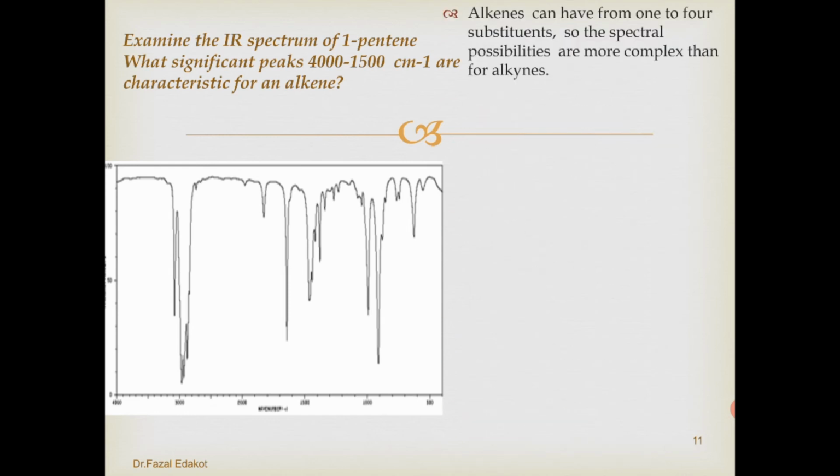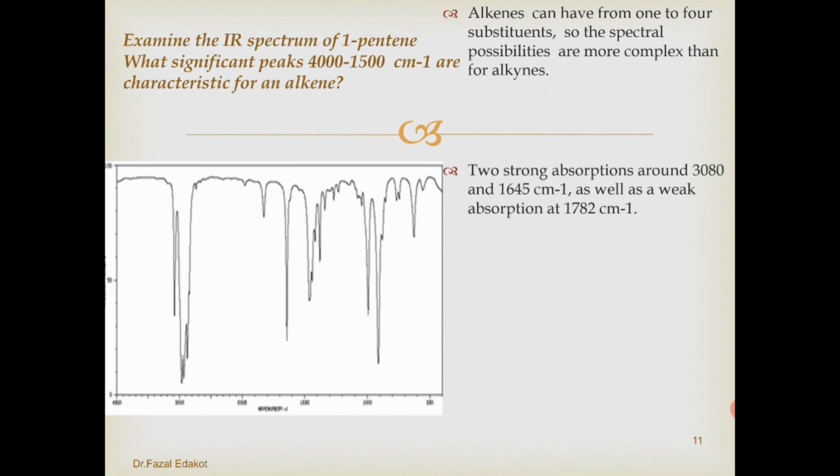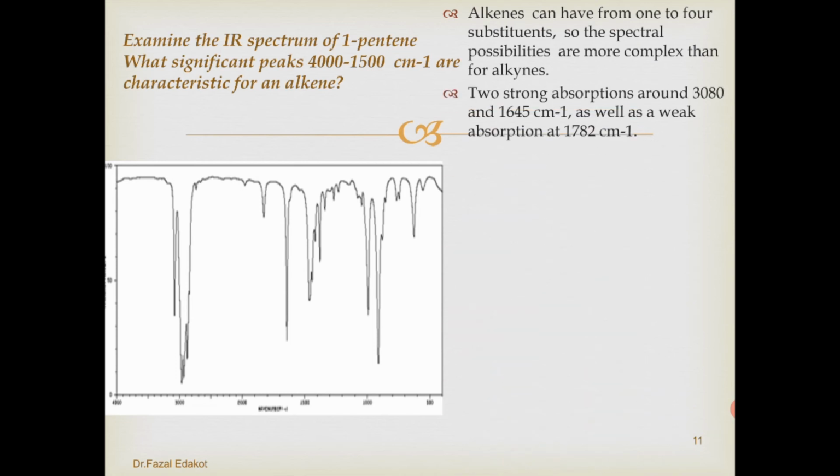If you see, alkenes can have from 1 to 4 substituents. When it is an alkene, it can have 4 substituents because both the terminal carbon atoms will have 2 valences. So the spectral possibilities are more complex than for alkynes. In alkynes, you have only the CH bond at the terminal position, so that CH bond will appear with a stretching frequency we already know. Here there are two strong absorptions around 3080 and 1645 per centimeter, as well as a weak absorption at 1782 per centimeter.